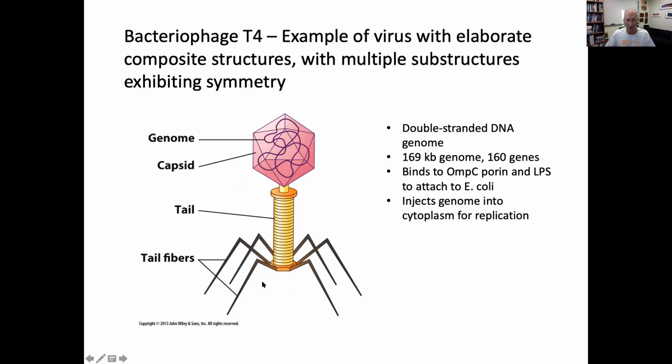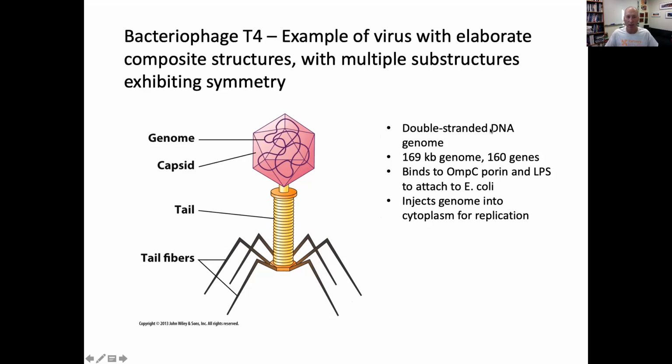And these tail fibers here, which look amazingly like a spider or like a lunar lander or something, are going to be the site at which the phage contacts the bacterial cell initially. So these are the receptors. And so we'll see in the next slide how this is going to work.